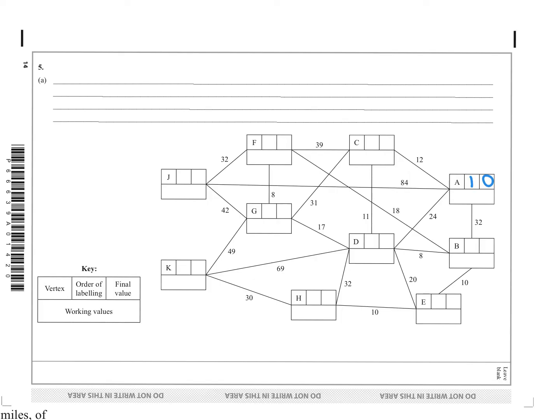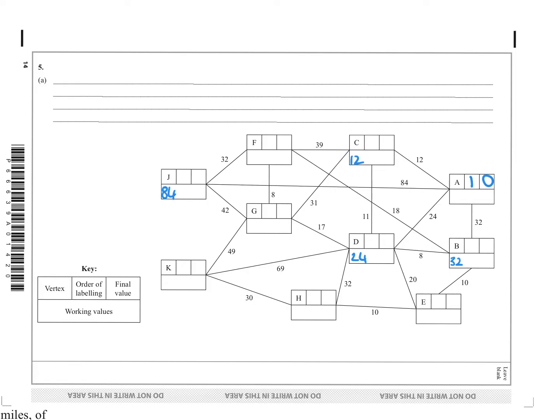Right, so from A, we can then go down to B, which is 32. From A, we can also go to C, which is 12. We can go to J, 84. And we can also go down here as 24. This is always step one. We start at A, and we say, where can we go from A? You can see from A, there are 4 different places that we are connected to. You have to do this. You need to show the method marks of cancelling down here, or else you're not going to get the full marks.